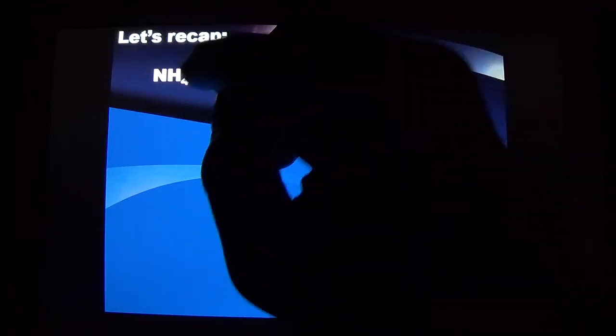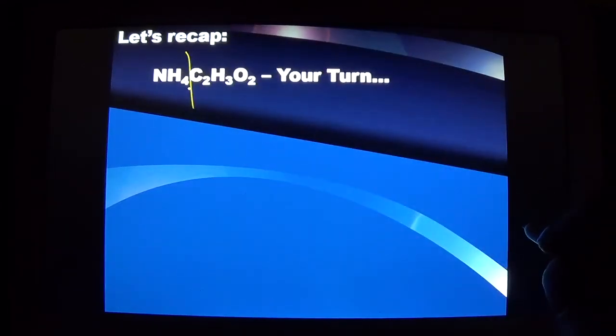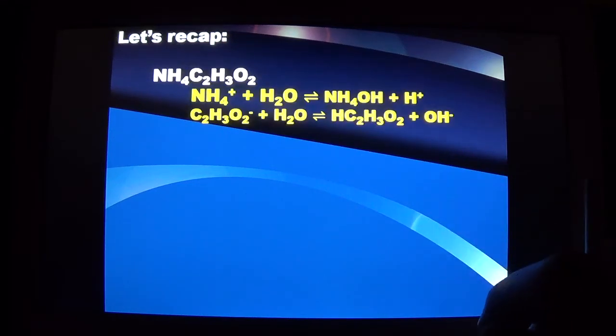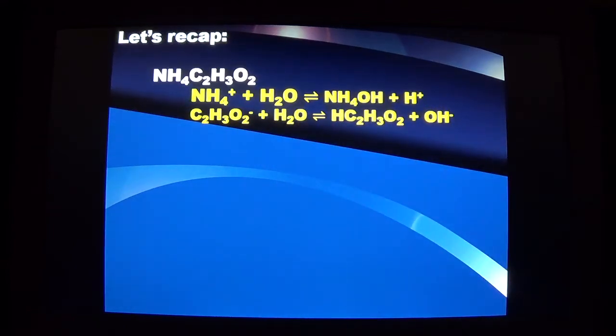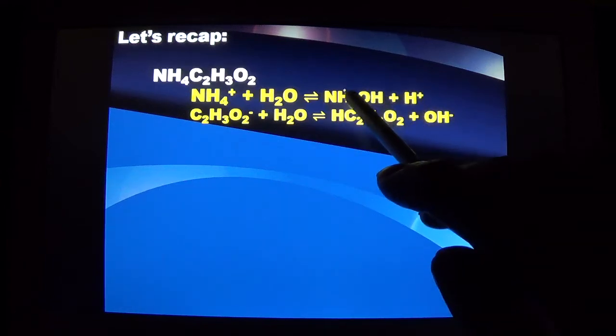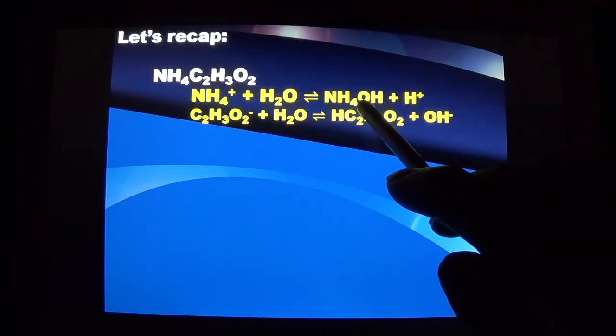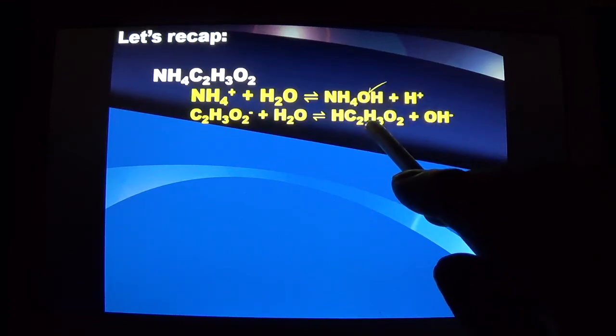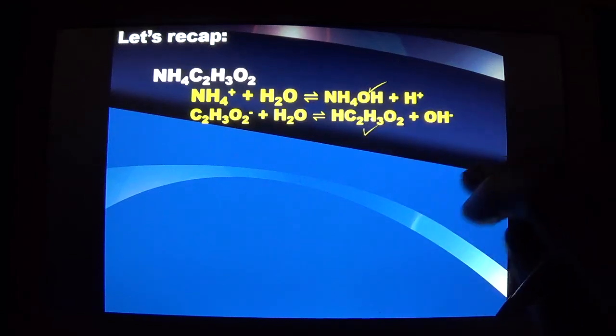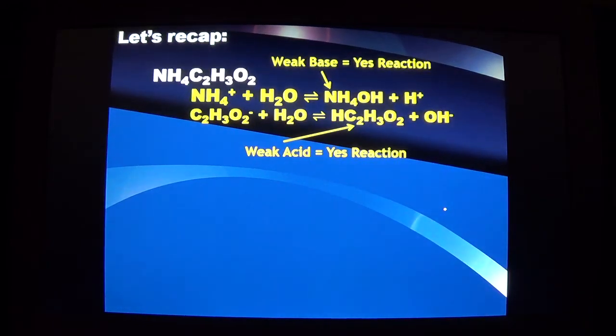What are the possibilities? We could have ammonium ion and acetate ion reacting with water. So let's pretend they do that. And there are my two possible reactions. Now I check each individually. Would this form? Well, that is a weak base, so yes, it will form. That will associate. Will this form? Yes, that will form. Okay, so I've said yes to both.